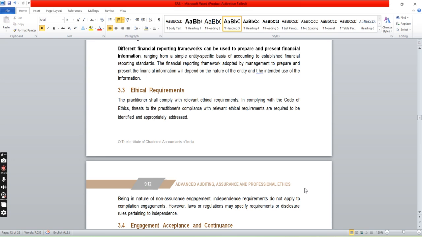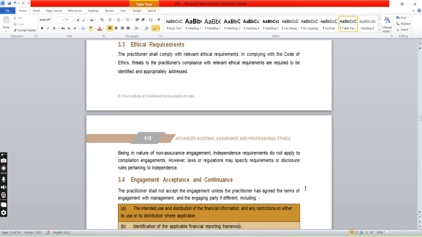Now moving forward, that is the ethical requirement. When it comes to the ethical requirement, you need to be independent and follow the code of ethics. The practitioner shall comply with all the ethical requirements, and in complying with the code of ethics, threats to the practitioner's compliance with the relevant ethical requirements are required to be identified and appropriately addressed. Being a non-assurance engagement, independence requirements do not apply to a compilation engagement. However, laws and regulations may specify requirements or disclosure rules pertaining to independence.